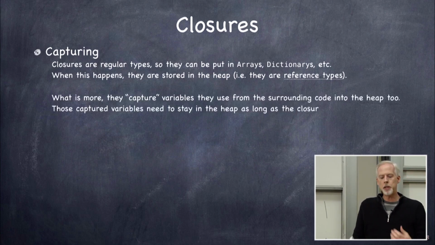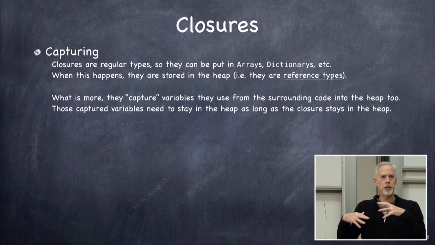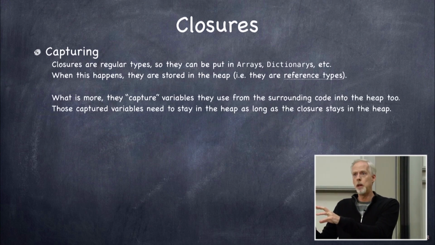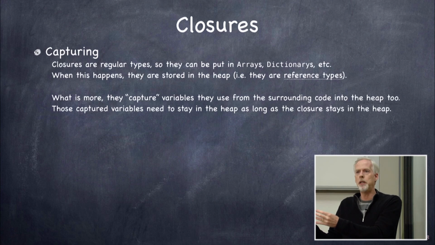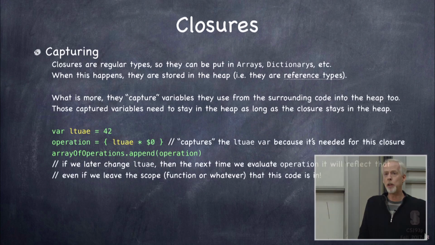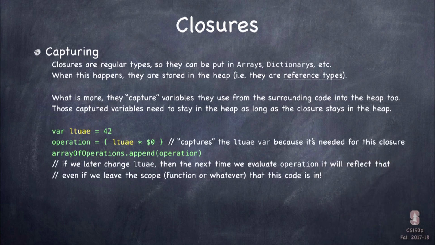But it also means that if you capture variables in your closure from your surrounding code, they have to live in the heap too. Because we can't have this closure not function, right? This function has to be a function that executes. So here's an example of that. Here I have a local variable called LTUAE, life, the universe, and everything, I think that stands for. It's set to 42.